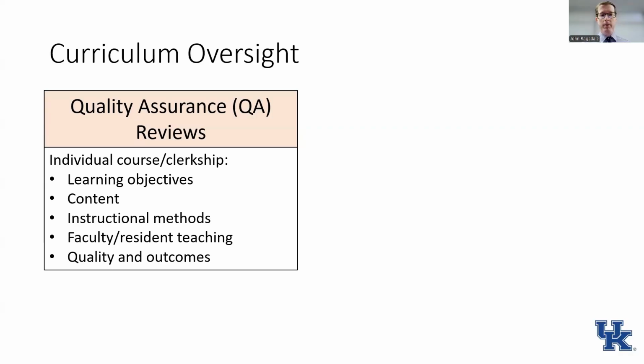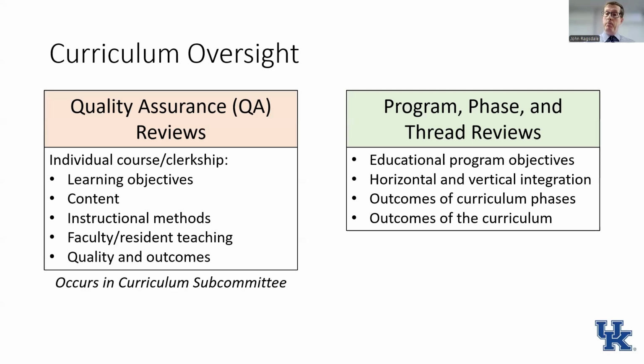The curriculum committee is looking at the learning objectives, the content, how that's taught in different instructional methods, the quality of the faculty and resident teaching, the overall quality of the course or clerkship, and the outcomes of it. All of that review of a course in our QA review process happens in a curriculum subcommittee, either the M1, M2 one or the M3, M4 one. But we also have bigger picture reviews of aspects of the curriculum to have that ongoing monitoring and review.